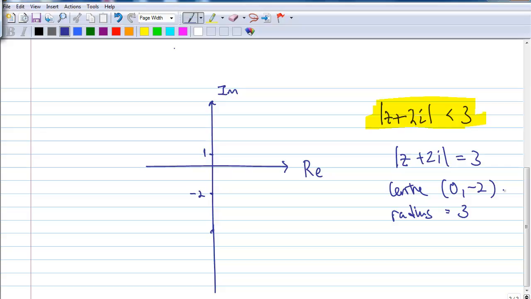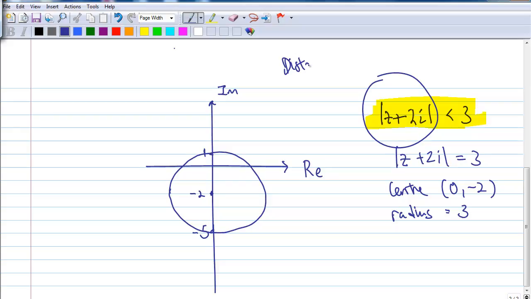So you can draw a very simple circle, okay, with the center at minus 2i. Radius is 3. So the circle will look something like this. Okay, I'm sure you can draw a nicer one than mine. Okay. Now, then what does this mean? Again, this is the distance between z and minus 2i. Now you want the distance between z and minus 2i to be less than 3.